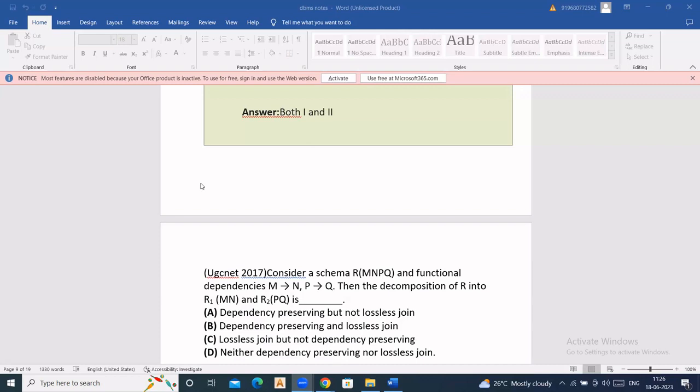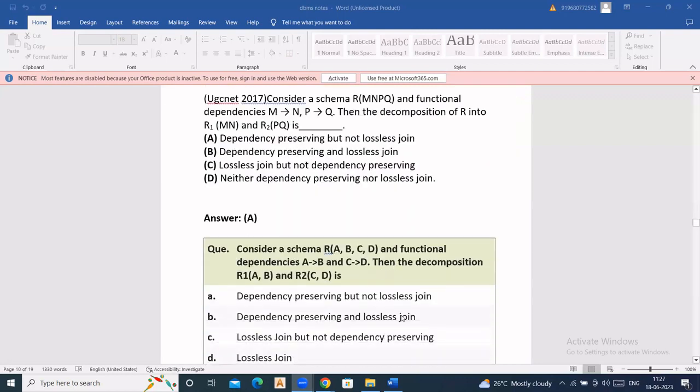Okay. Common meaning. What is the answer in option A? Dependency preserving, but not lossless. Okay. In exam, take care. That will not be there.